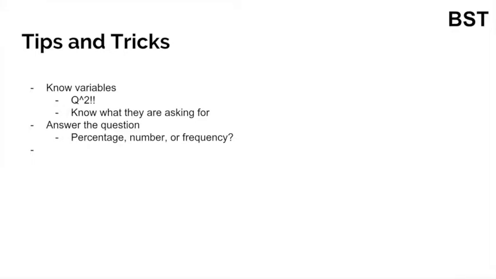And then finally, make sure you answer the question right, because they can ask you to give it as a percentage, a number, or a frequency. Frequency is the default answer. It's between 0 and 1. If you want to turn it into a percentage of the whole, then multiply it by 100, and if you want to find a number, just take the frequency and multiply that by the total number of organisms in the population.